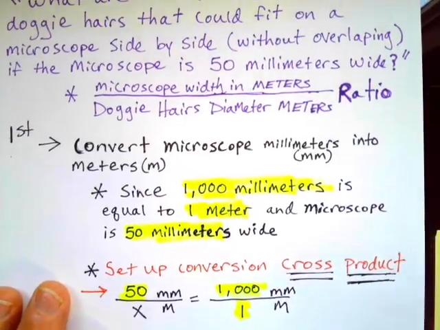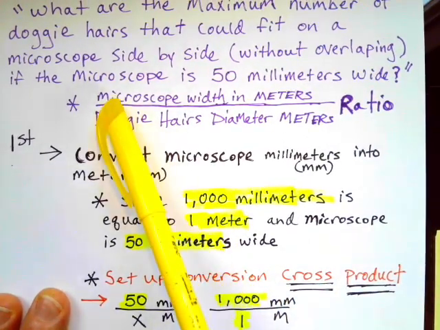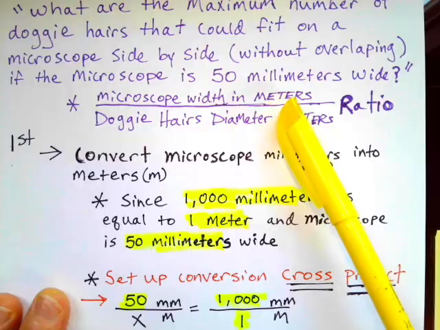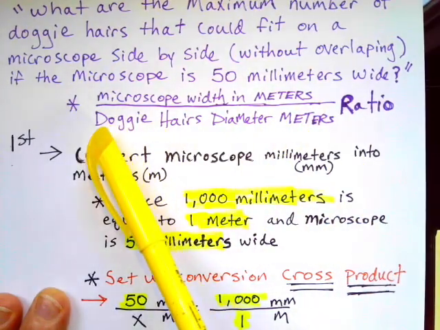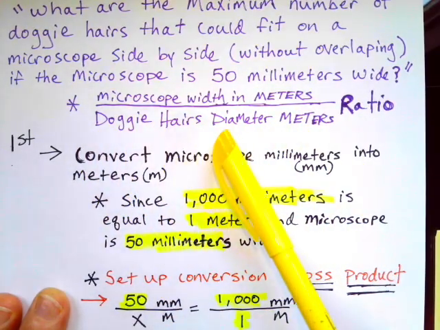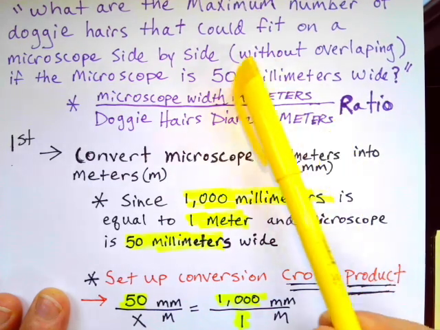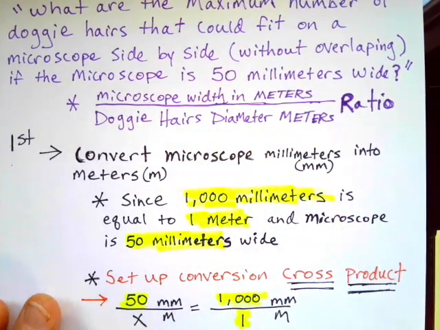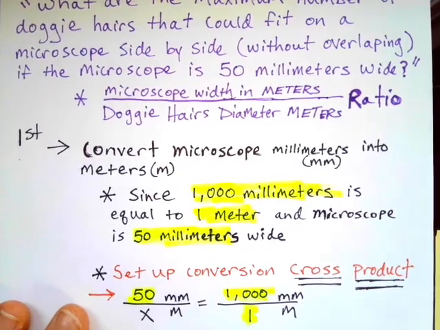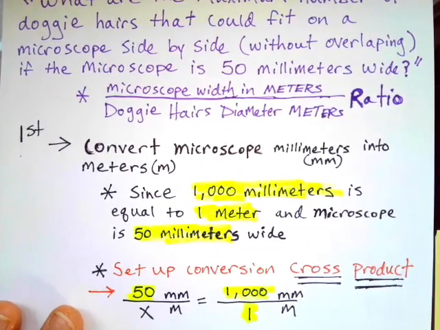And remember, this is the ratio we want to end up with: microscope width in meters divided by doggy hair diameter in meters, in scientific notation. And then we will get there in the next video or two.